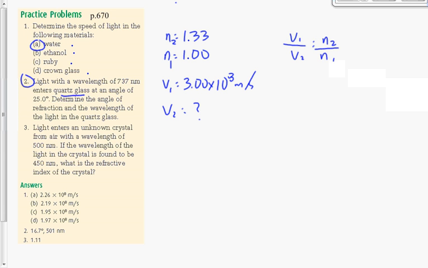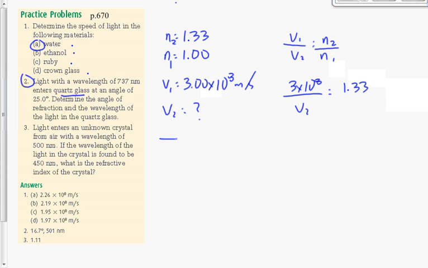Let's plug some numbers in and then rearrange. V1 is 3 times 10 to the 8. V2, that's what we're looking for here. N2 is 1.33. N1 is what? N1 is 1 in this case, right? So I'm not even going to put that in there because 1.33 divided by 1 is 1.33. That make sense? You can solve for V2 there, whatever it works out to be. I guess 2.26 times 10 to the 8 meters per second.